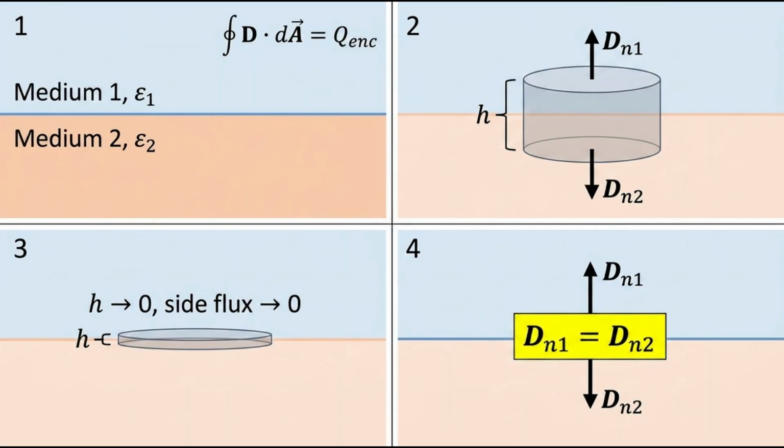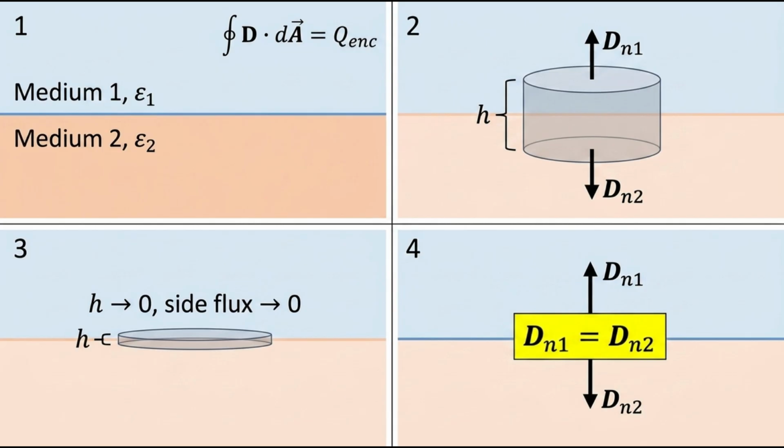When a field crosses from one material, as you can see here, to another, what actually happens to it? Does it change? Or how much and in what direction? The answer comes from Gauss's law. The total flux D through any closed surface is equal to the free charge inside of that surface.